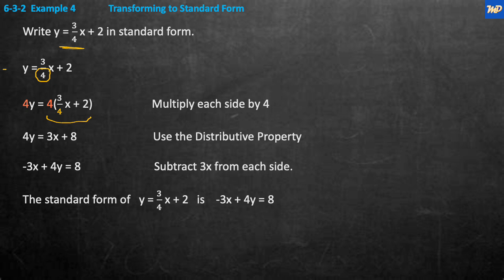So now that you have this, you have to get the 3x on the side with the y, right? So on the left-hand side. So we're going to subtract 3x from both sides. And we're going to get negative 3x plus 4y equals 8. We subtracted 3x from both sides. So the standard form of the equation y is equal to 3/4 x plus 2 is negative 3x plus 4y equals 8.